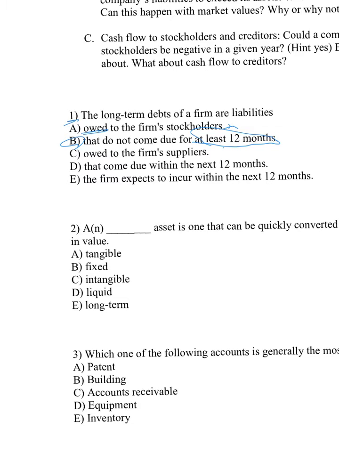The third, owed to the firm's supplier. This is not true because long-term. This is not true because obviously we have to pay the suppliers money. We cannot take money from them or borrow from them, and therefore we cannot consider this as an option.